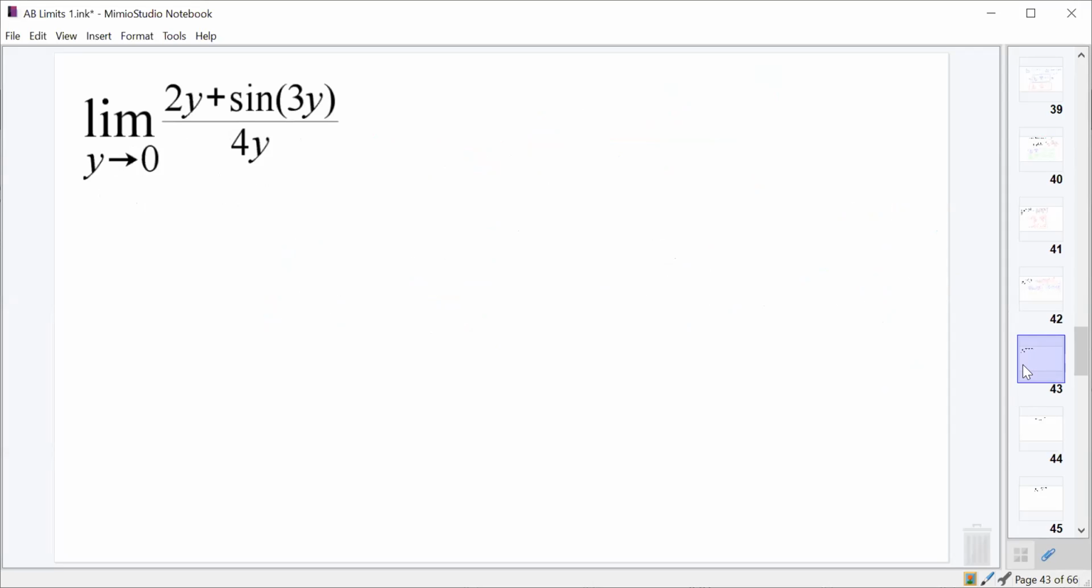All right. And what about this one? This one's a little bit different. What makes this one different? There's addition. There's addition in the numerator, right? We got 2y plus sine 3y over 4y. So what do you think we want to do with this one?